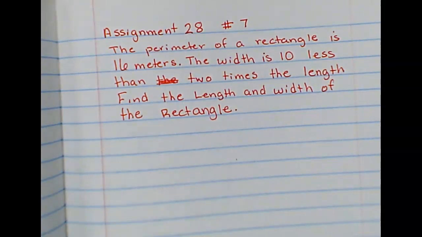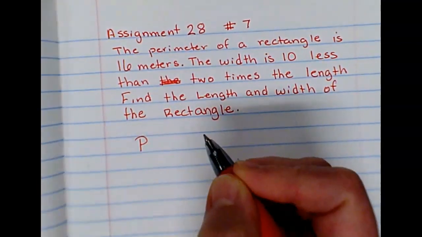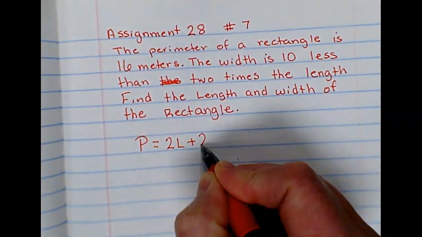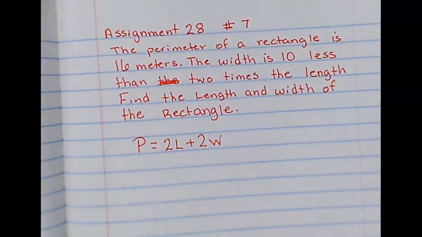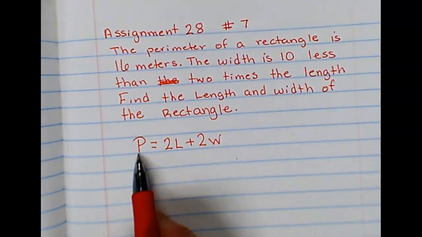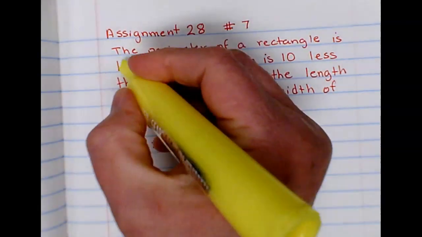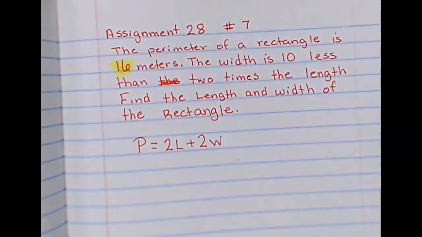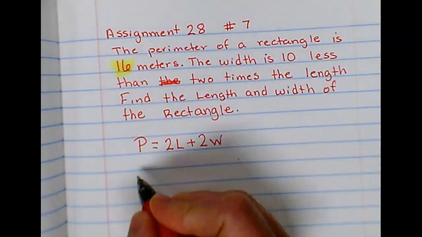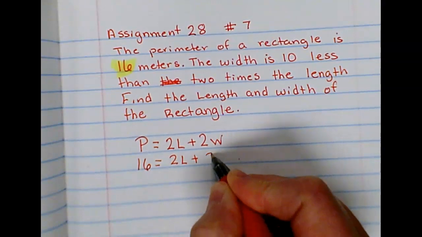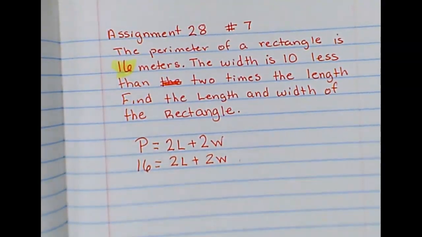To do a perimeter word problem, the first thing you got to know is the perimeter formula, and that was given to you in problem number 7. This is a formula from geometry. And it tells us in this problem that the perimeter is 16. So my first equation comes from that. 16 equals 2L plus 2W.